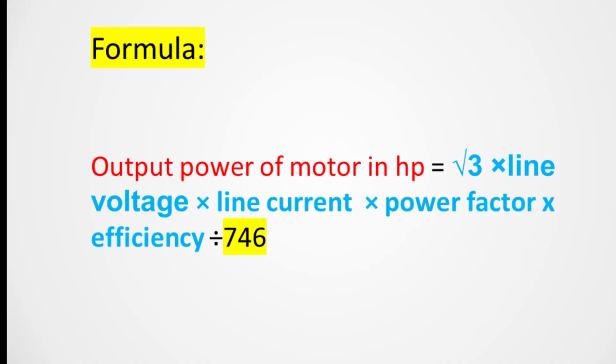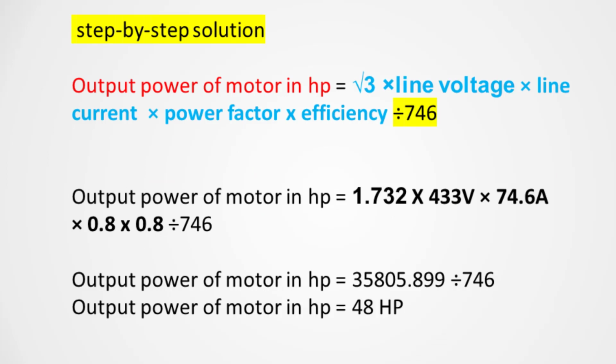Let's dive into the formula we will be using to calculate the horsepower developed by our motor. To find the horsepower, we will use the formula: horsepower equals the square root of 3 times the voltage times the current times the power factor times the efficiency, all divided by 746. Alright, let's solve this step by step and find out the horsepower developed by our motor.